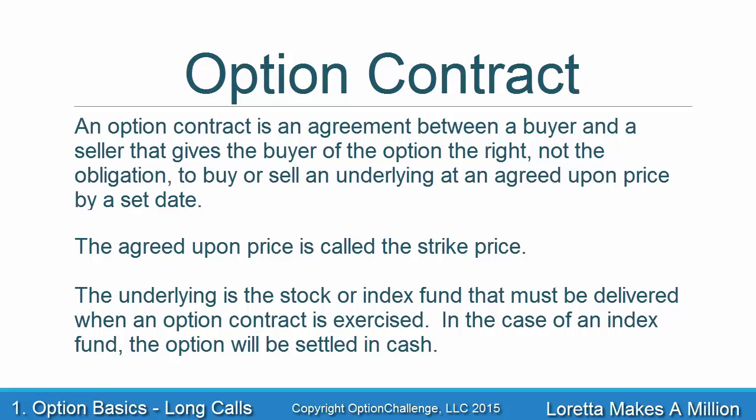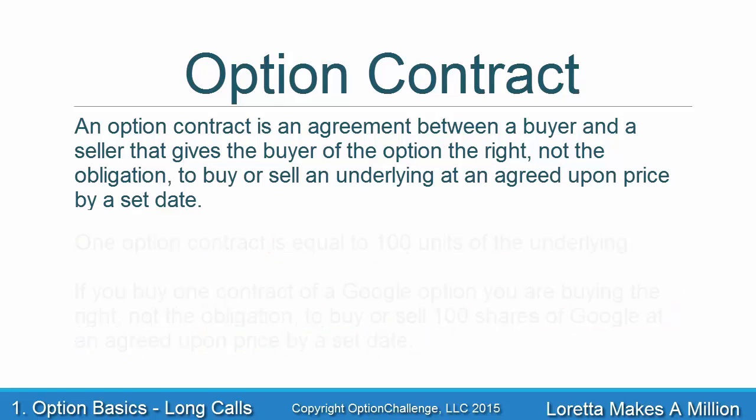The underlying is the stock or index fund that must be delivered when an option contract is exercised. In the case of an index fund, the option will be settled in cash. This will be explained further in a later video. For all examples in basic option videos 1 through 4, the underlying will be stock.